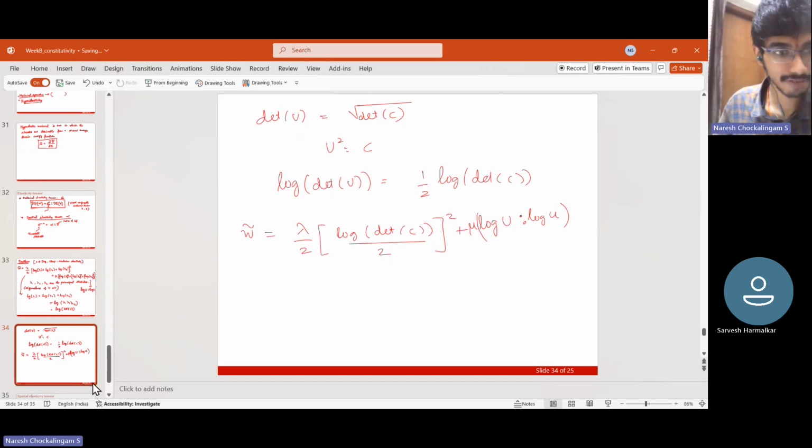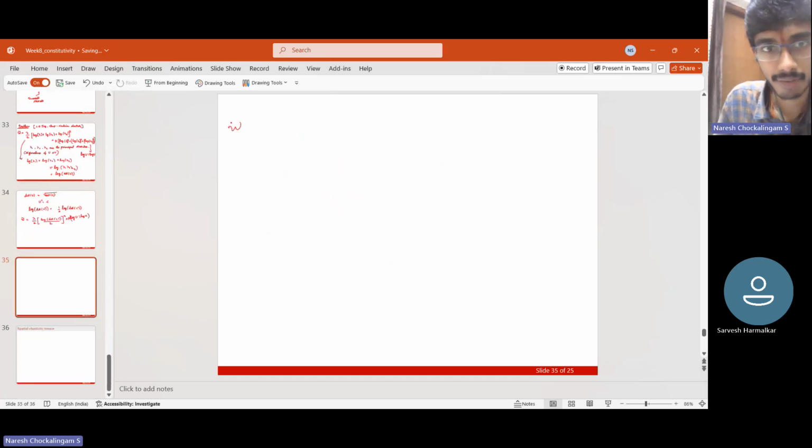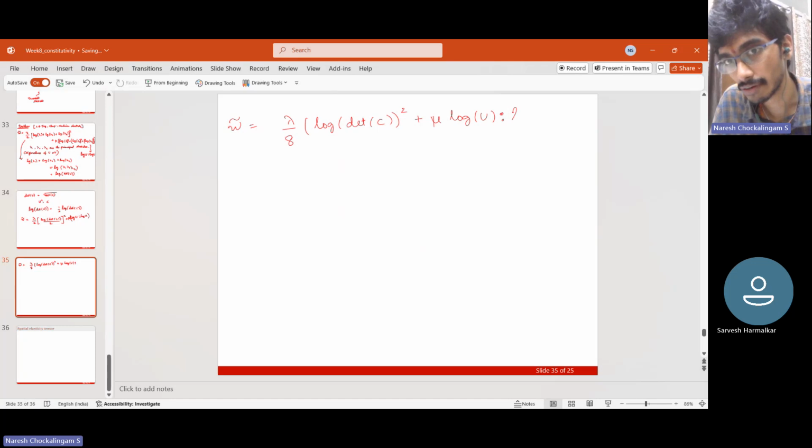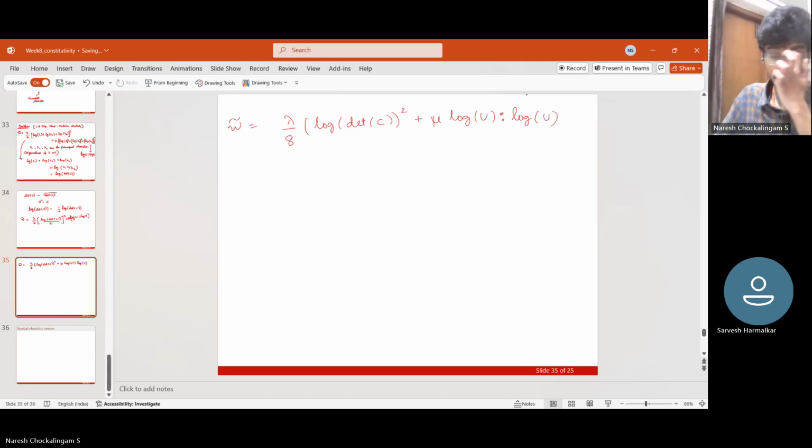So start with this expression for the strain energy potential, which is W is given as lambda by 8 log of determinant of C, the whole square, plus mu times log U double dot with log U. Now again, this log U can be written in terms of log C, so C is equal to U square. So log C is nothing but 2 log U.